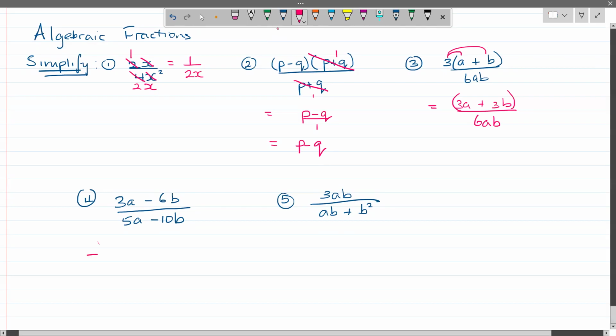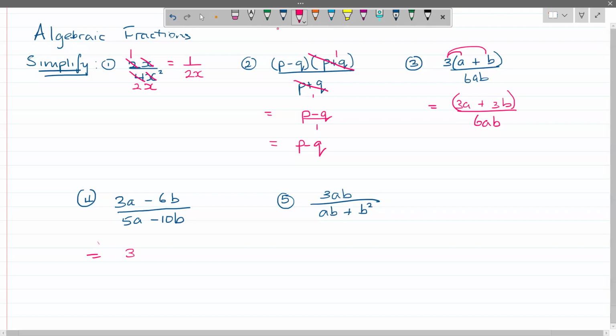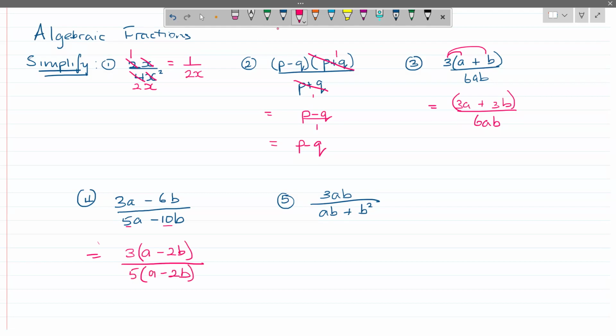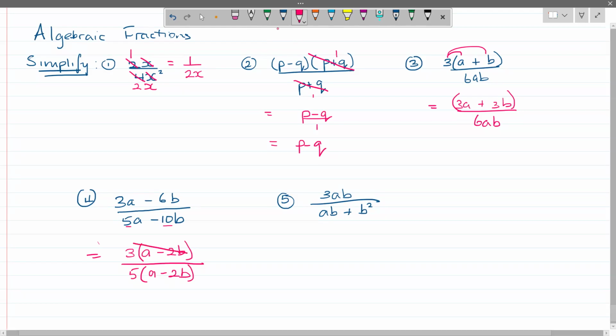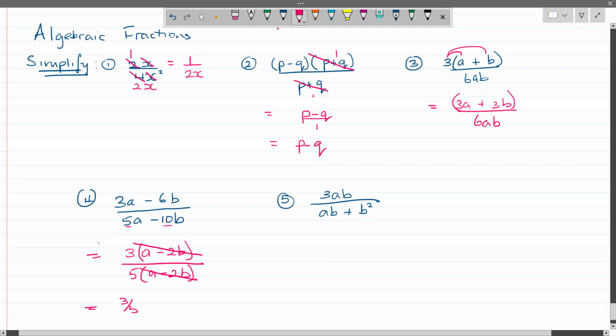For example, look at this one. If I look at 3a minus 6b, and underneath here I look at 5a minus 10b, we could actually factorize on top, right? 3 and 6 have a common factor, which is 3. If I factor the 3 out, I remain with a minus 2b. Similarly, underneath here, if I factor the 5 out, I'll get a minus 2b. Unlike this one here, number 3, we have an entire bracket that is the same. And this is being multiplied by 3 and 5. So we can cancel in an instance like that. And we will get 3 over 5.